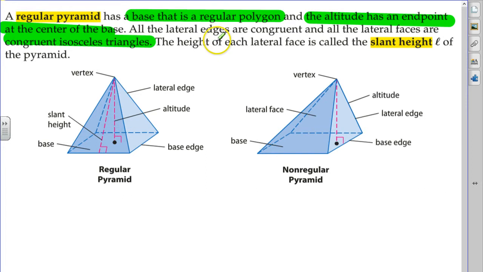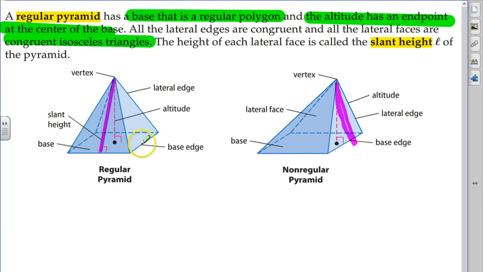Okay. Now here's the part that's different for this shape versus what we've worked with before. The height of each lateral face is called the slant height. So that's this height right here. That height right there is called the slant height. It's the height of one of the faces of the pyramid. It would be like this distance here as well if it were non-regular. Okay, but that's the new thing we have to measure with the pyramid.